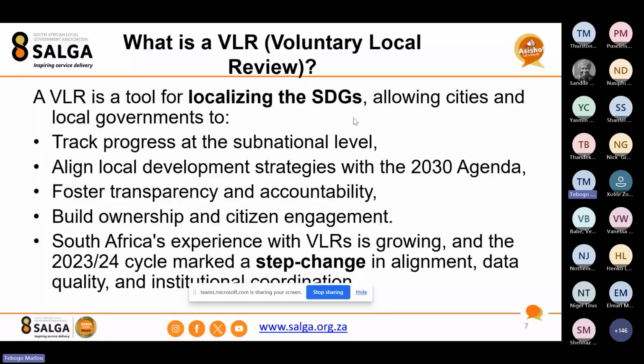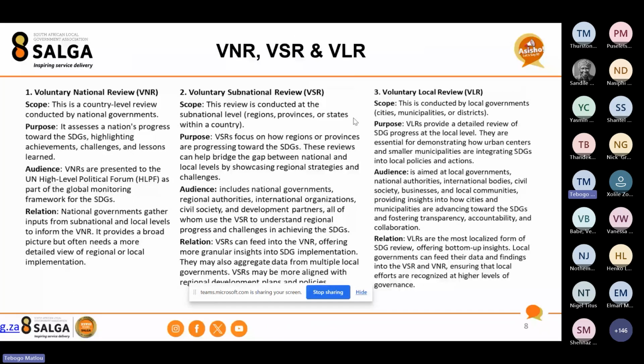COCTA started with this work. Along the way, before COVID, they decided otherwise, but SALGA took it beyond this work while we started to work together by then. And we are now bringing even human settlement because of the new, because it's very key, the National Urban Agenda. But there are 3 reports that are required to do the SDGs.